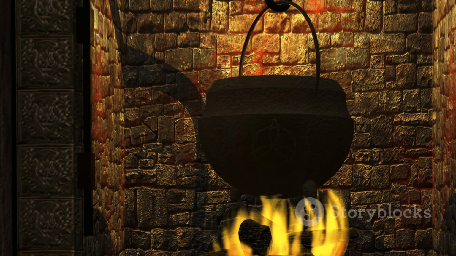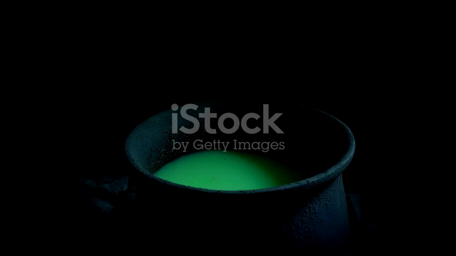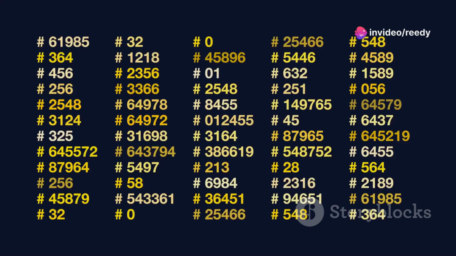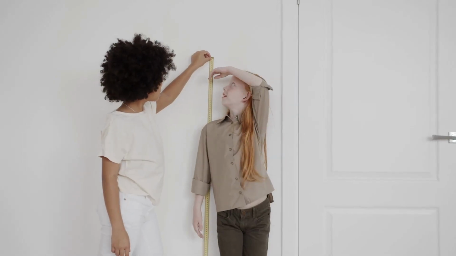Now let's say you're measuring a potion in your cauldron, and it comes up to a mark between two numbers. That's where floating point numbers come in. These are numbers with decimal points like 3.14 or 9.8. Remember when we measured Harry's height for his first broomstick? He was a bit taller than average, wasn't he?